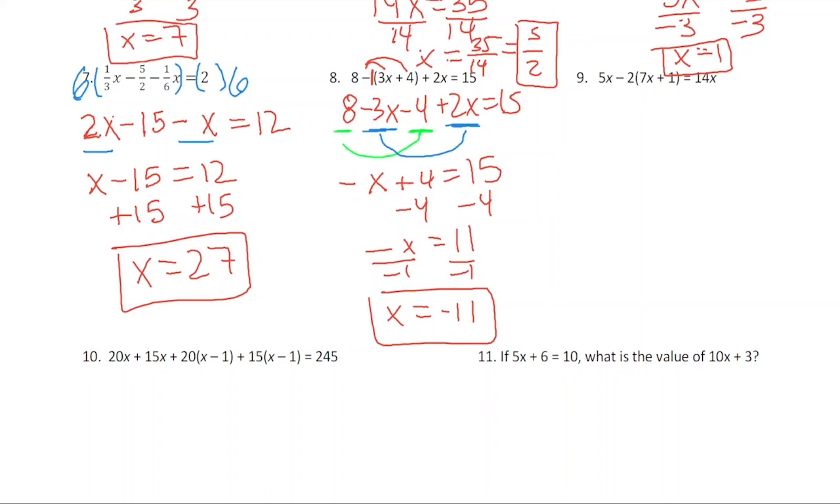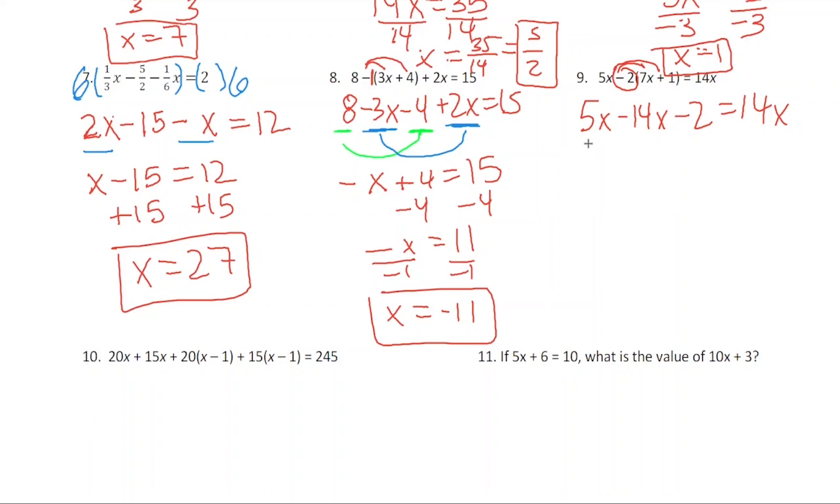For number 9, same kind of deal here. Not really doing anything much different. I just took a glimpse at number 10 and thought, oh my goodness, that's a long one. All right. Number 9. Distribute this negative 2. So I've got 5x minus 14x minus 2 equals 14x.